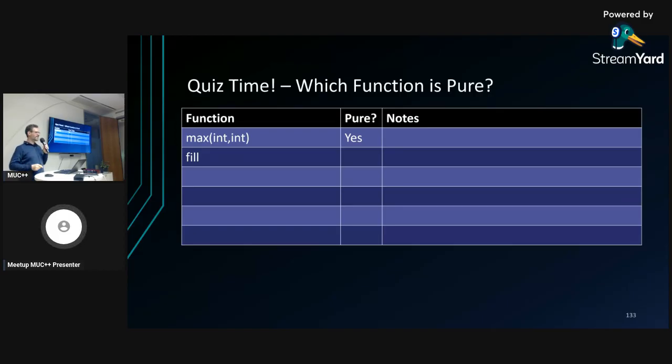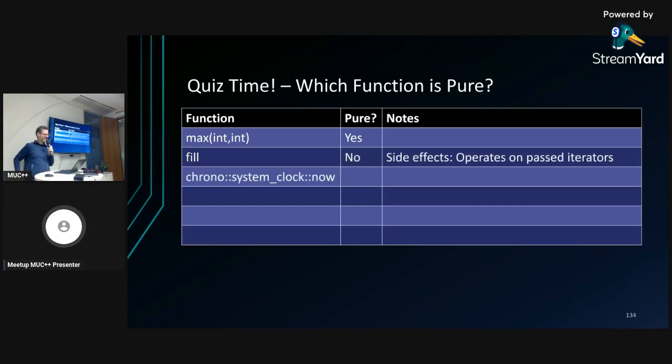The next one is std::fill, the function that we can use to fill a container or range with values. Who thinks this is pure? Who thinks this is not pure? I'm with the majority again. This is not pure because it writes to outside memory. std::chrono system time now. Who thinks this is pure? Who thinks this is not pure? Well, it has no side effects, but you can't replace it with a lookup table.